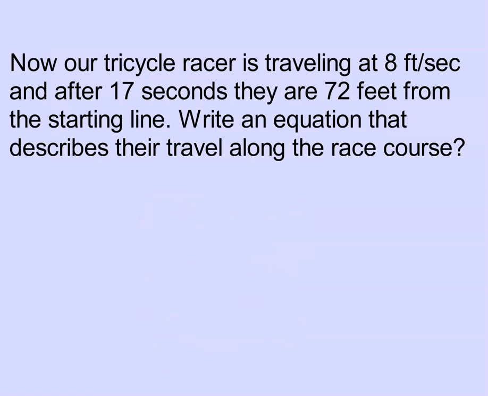So I'm going to switch over here to another problem. Same tricycle racer. It's traveling at 8 feet per second. And after 17 seconds, they're at 72 feet. Well, I don't want to mess around with trying to graph the point (17, 72), and then put a line on there that's got a slope of 8 and try to figure out where it crosses the y-axis. Well, I don't have to. I can say, look, my equation has to start this way, because there's their speed right there. Okay? I just need to find out what goes here to make it fit.